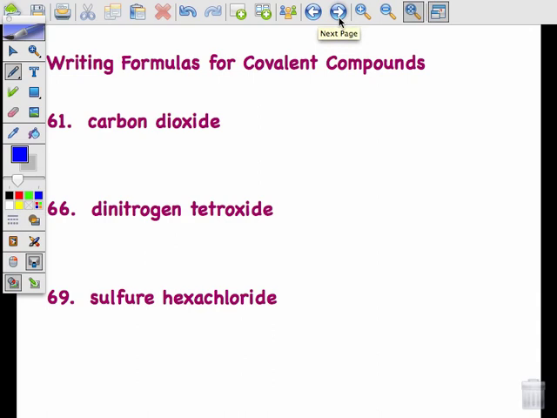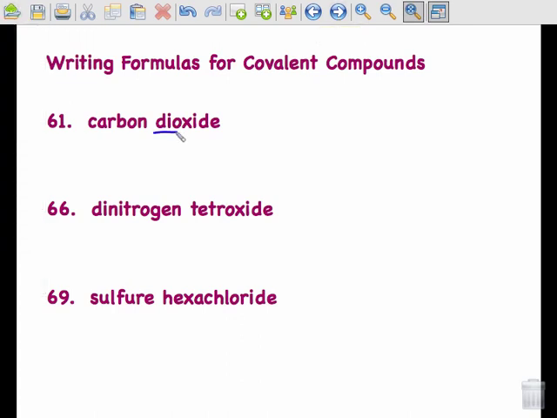Next, we're going to look at the formulas for covalent compounds. And again, I think you're going to find these easier. You don't have to use the crisscross method. What you're going to look at for these is these prefixes here. So you see these prefixes, they're going to tell you what the subscript is. And the big difference between ionic and covalent is you do not simplify covalent. You write it exactly how it's written with the prefixes.